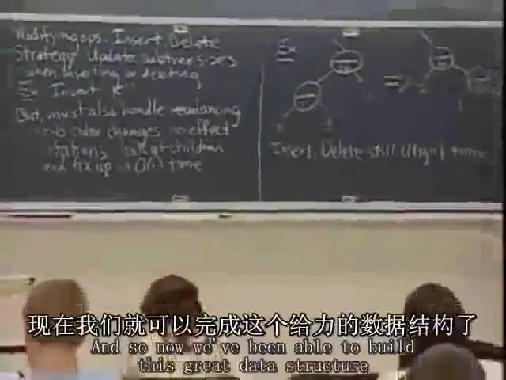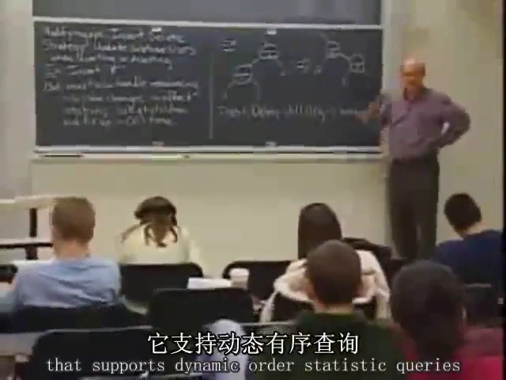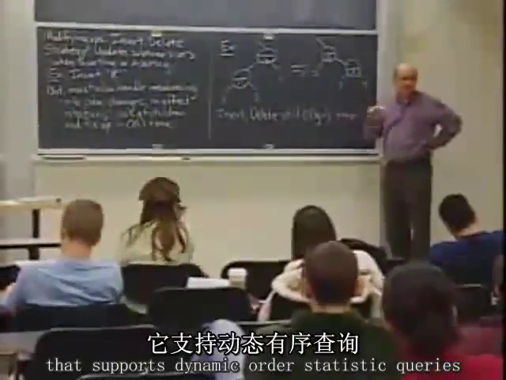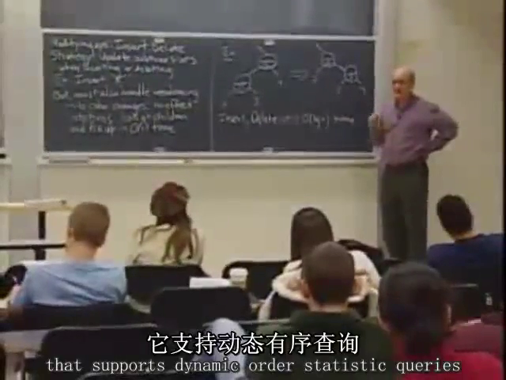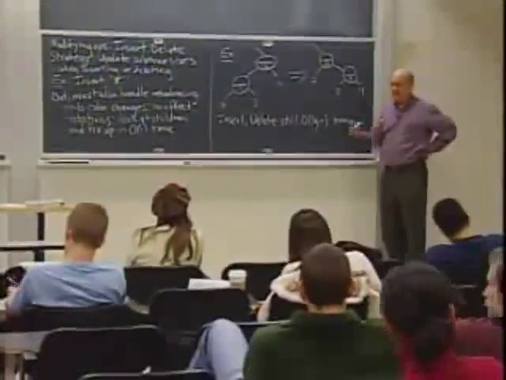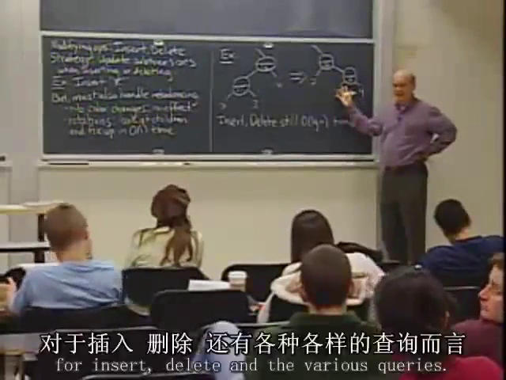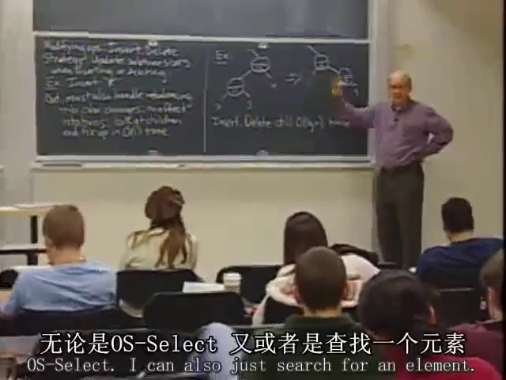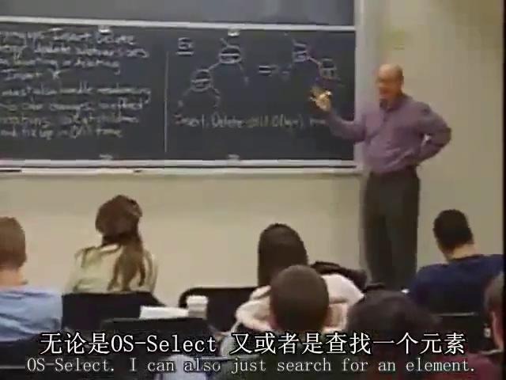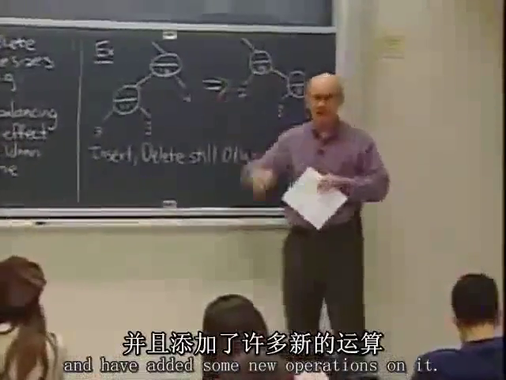And so now we've been able to build this great data structure that supports dynamic order statistic queries. And it works in order log n time for insert, delete, and the various queries that you do. OS select. I can also just search for an element. So I've taken the basic data structure. I've added some new operations on it.